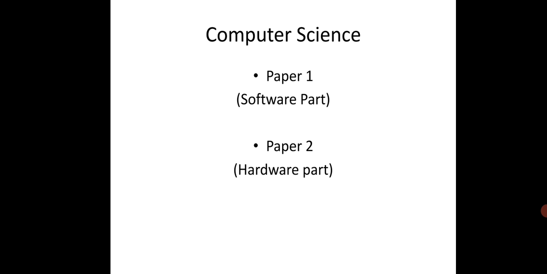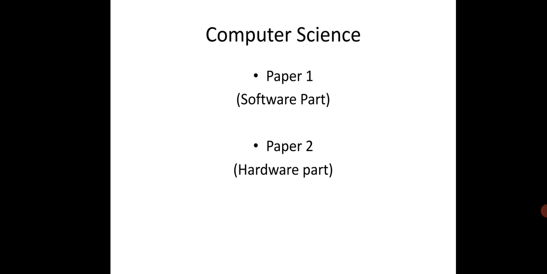Basically, computer science is divided into two parts, that is paper 1 and paper 2. Paper 1 is totally software based and paper 2 is hardware based. In software based, that is paper 1, you are going to study C programming, Visual Basic, program analysis, number systems, and in the second part, that is electronics part, that is hardware, you are going to study the electronic components, logic gates, hardware part of PC, peripheral devices.